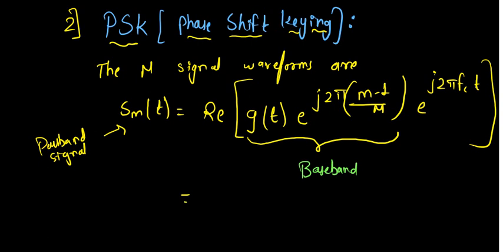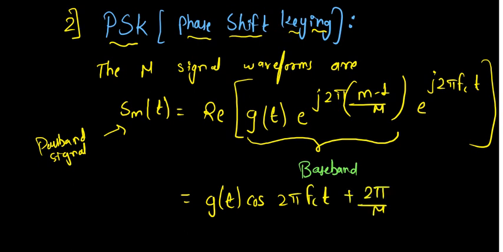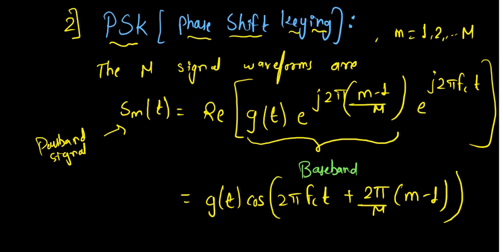So I can write it as g of t into cosine, where the argument will be 2 pi f_c t. We know the arguments will be added if they are in an exponent. So I am adding this, and again I forgot to mention, small m will range from 1 to capital M. As you can see, this is the argument of cosine, and this is our s_m of t, which is nothing but our phase modulated signal.